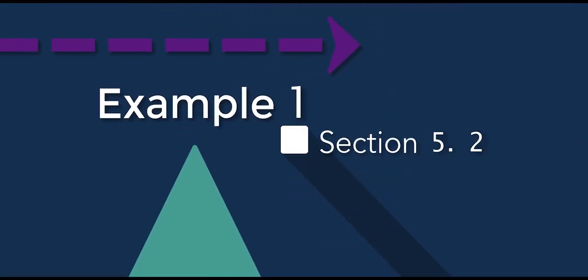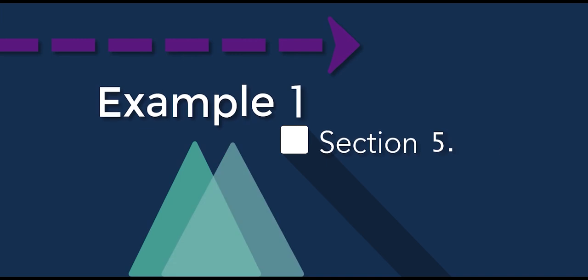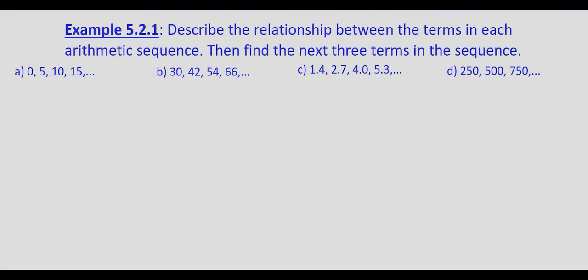So in this problem, we're looking at arithmetic sequences. We're asked to describe the relationship between the terms in each arithmetic sequence and then define the next three terms in the sequence. So we want to look at what the common differences between terms are.